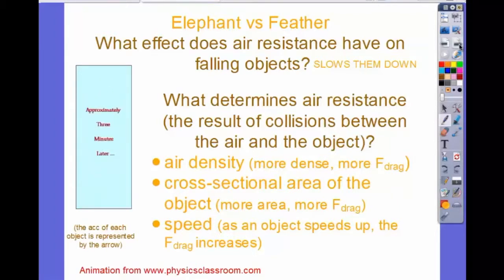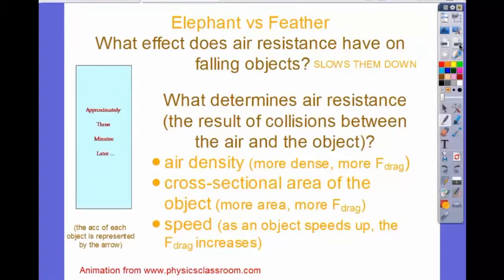If you see somebody skydiving and they're wearing one of those squirrel suits, if they spread their whole body out like a starfish, they're going to have more area, which gives more air resistance. If they tuck up and roll into a ball, there's going to be less air resistance. And the last thing that affects air resistance is the speed of the object.